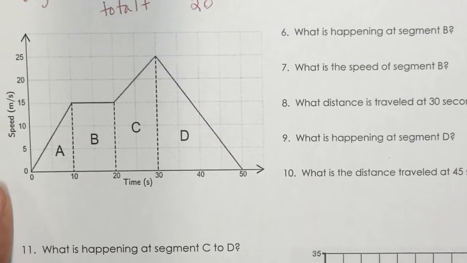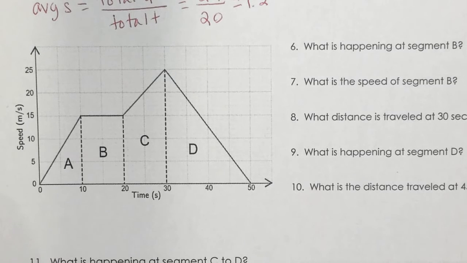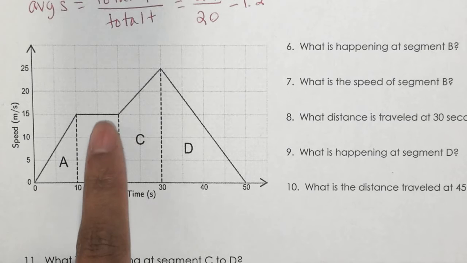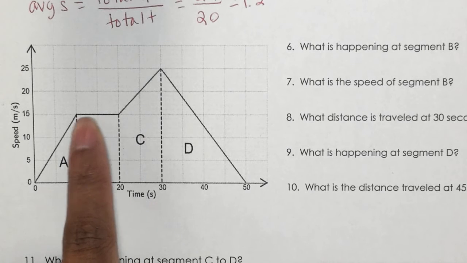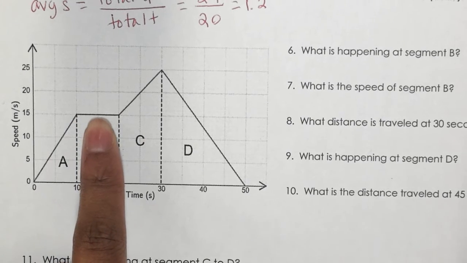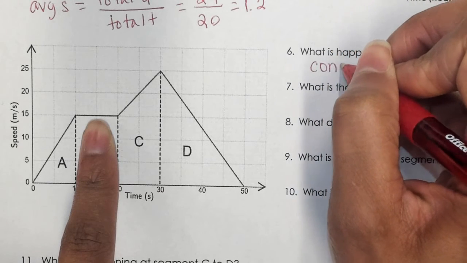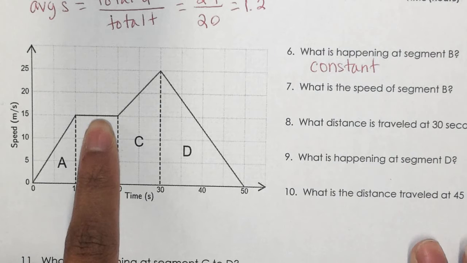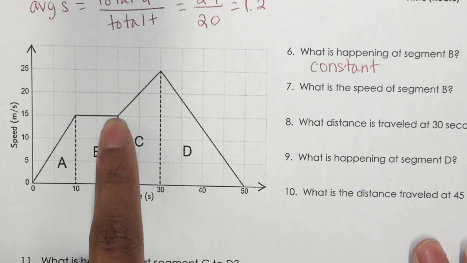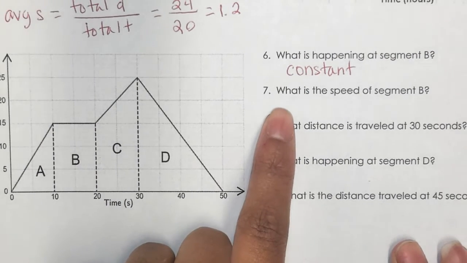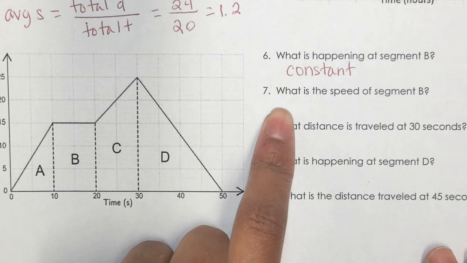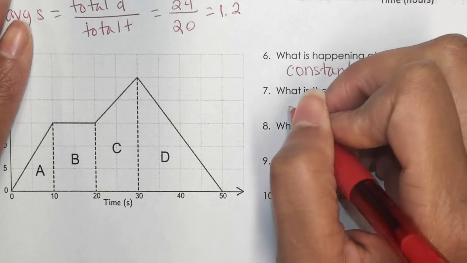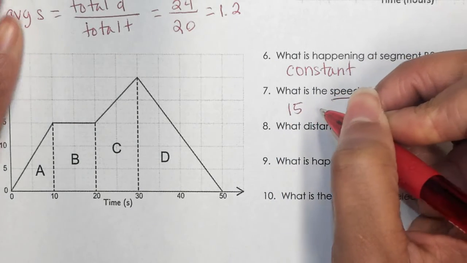All right. Next graph, but what kind of graph is this time? A speed time graph. So let's find segment B. What's happening here? What speed am I going? It's constant speed. But how did you know? It's a straight line, and then my speed stays at what? 15 for the whole trip. So number 7, what is the speed of segment B? What did we put? No. When it says what is the speed, it always needs a number. 15. I noticed that a lot too, that people put a description instead of the actual speed.